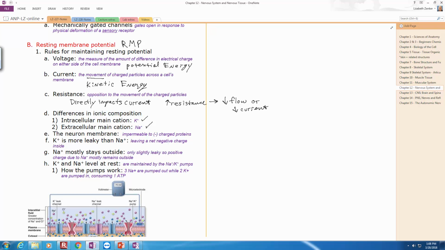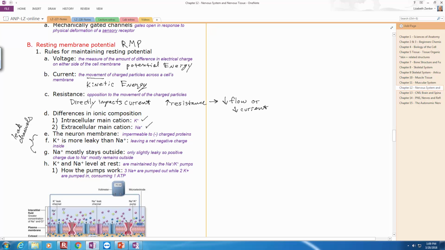So it contributes to the more negative environment. Potassium is more leaky than sodium, so I just said that. So it leaves a net negative charge inside. Okay, so we know that. Sodium mostly stays outside, so it's only slightly leaky. So the positive charge due to sodium is mostly staying outside the cell. And again, these are all due to the idea of those leak channels allowing this to happen. Okay. And potassium and sodium levels at rest are maintained by, what did I say? Because we keep letting things leak out, we've got to do what to maintain that resting membrane potential? We got to use a sodium potassium pump. We need ATP to do that. So we're sticking the ions back where we want them to stay for the most part.